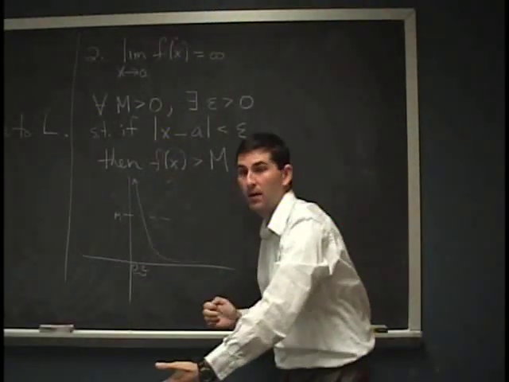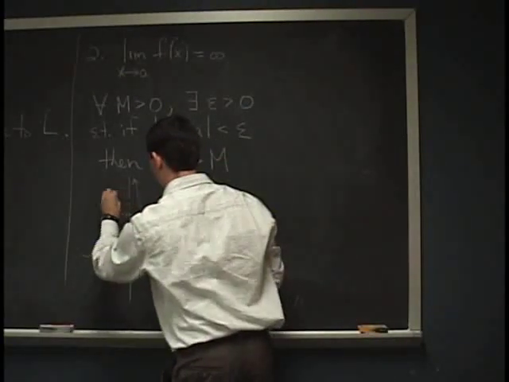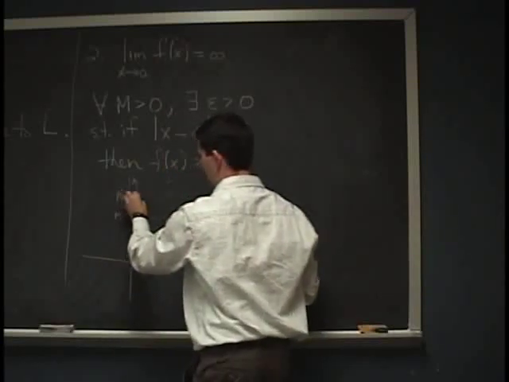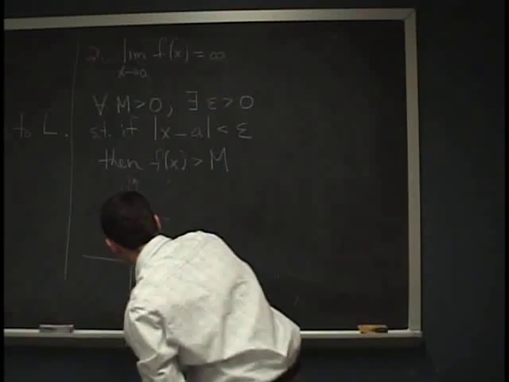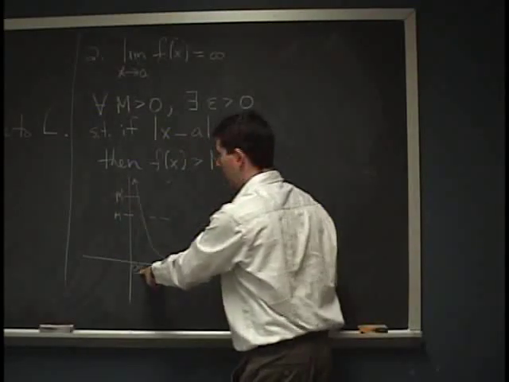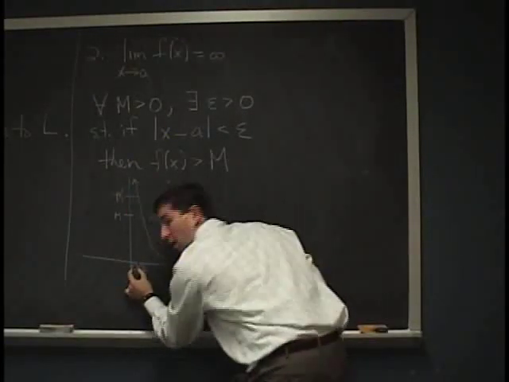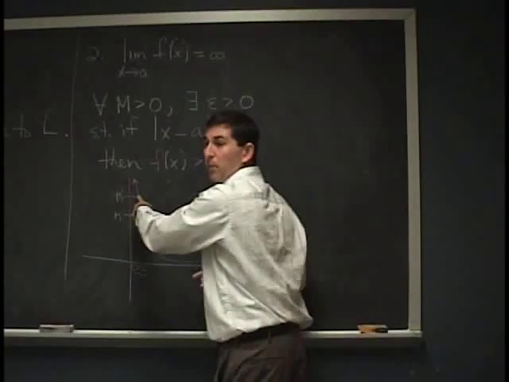Okay? So if I chose a different m, let's say I choose an m prime. What's my epsilon going to be? Well, I just find this point here where it finally goes above it. That would be my new epsilon. I'll call it epsilon prime. Once I get to that point, once I'm within that far of a, which in this case is 0, I'm always going to be above m prime.